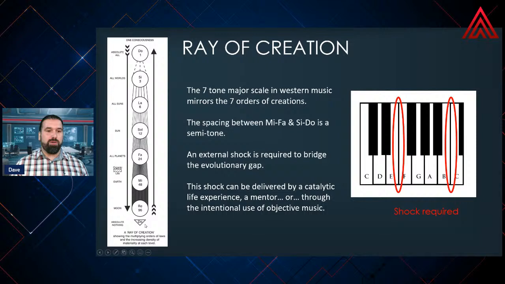Well, it correlates between do, re, mi, which is like 1, 2, 3, but this is basically physical survival. So moving from the level of physical survival into awareness of the non-physical is a gap, and it's a gap most people don't cross. Most people are stuck in the solipsistic cage of the five senses. And so we need some sort of aha moment, a catalytic life experience, a mentor, or the use of objective music to bridge that first evolutionary gap between mi and fa.